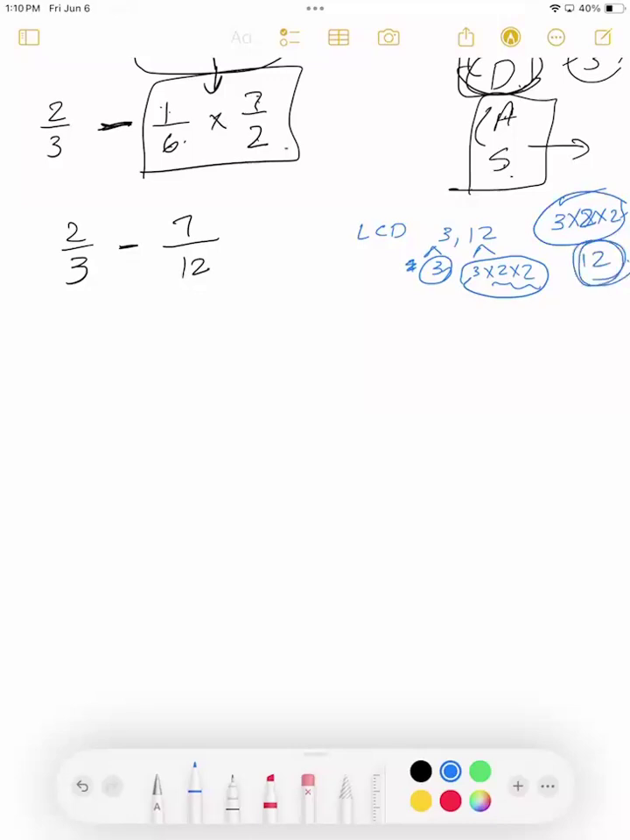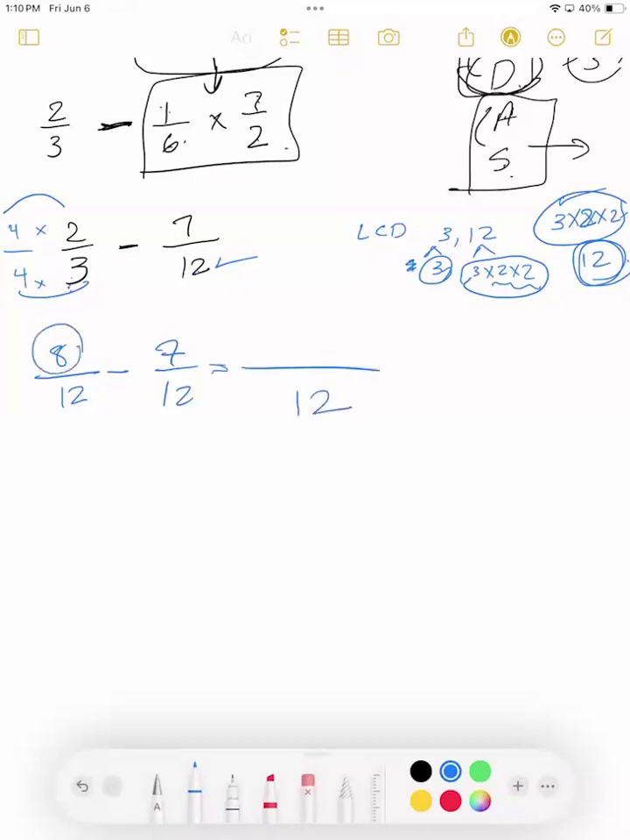I want 3 to become 12, and this is already 12. How do I make 3 become 12? I multiply it by 4, but I have to multiply the top by 4 as well. So I multiply the top by 4, the bottom by 4. 4 times 2 is 8. 3 times 4 is 12. This is already 12. Done. I just write one of the 12s. I write 8. Take away 7, which is 1 over 12. And that is our answer.